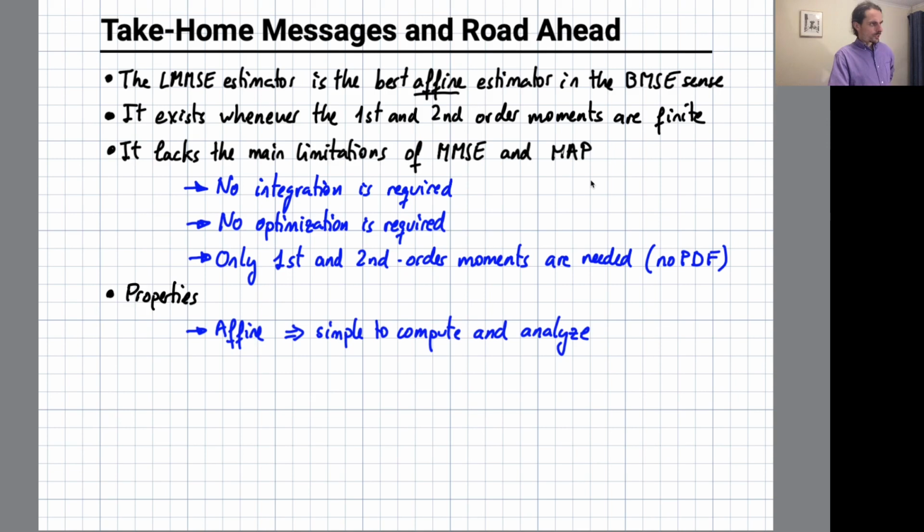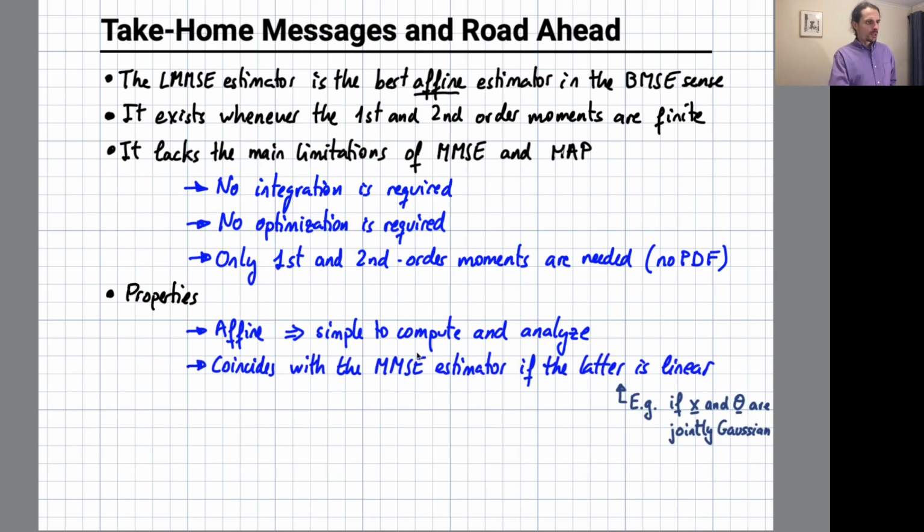We saw quite a few properties. The first one is that it is affine. So this implies that it is easy to compute, right, and to analyze, unless perhaps the covariance matrix of the data is very large, right, because we need to invert that matrix, and inverting very large matrices is computationally problematic. But I mean, for moderate-sized problems, it is easy to compute.